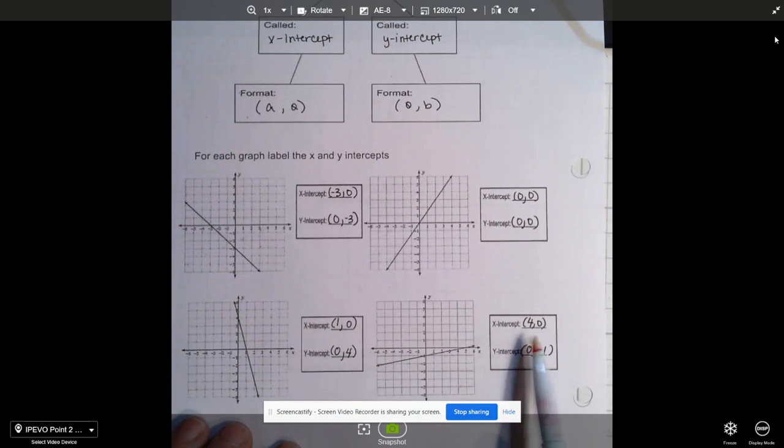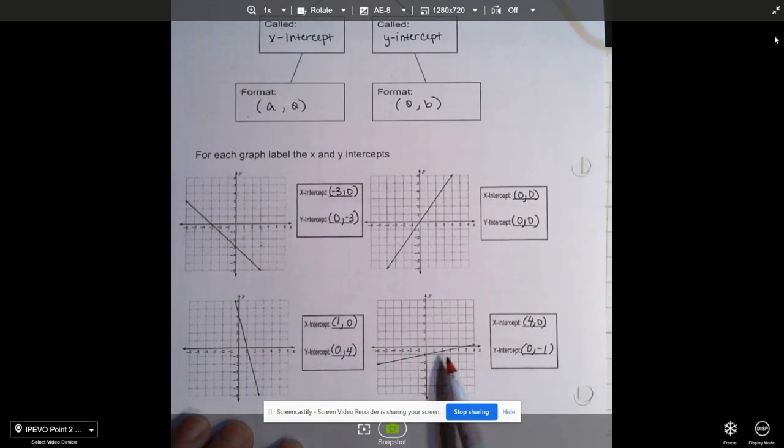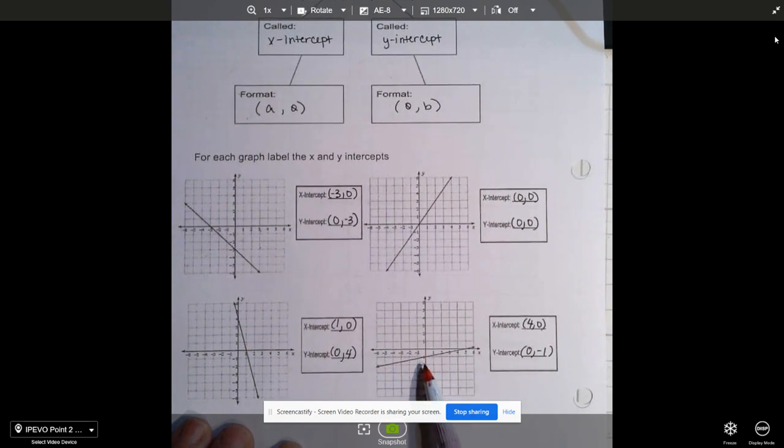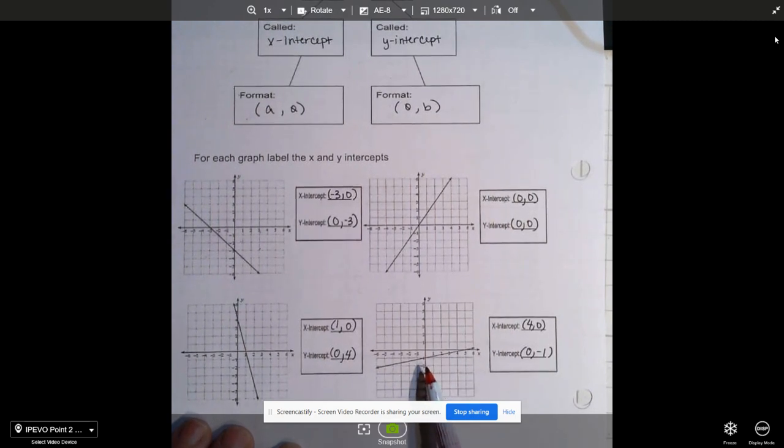This here, it crosses my x-axis over here at 4, so this would be (4, 0), and it crosses my y-axis down here at -1, so this would be (0, -1).